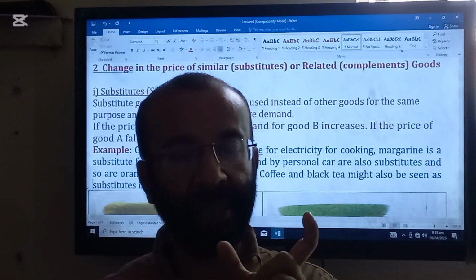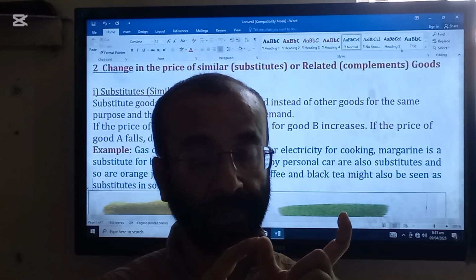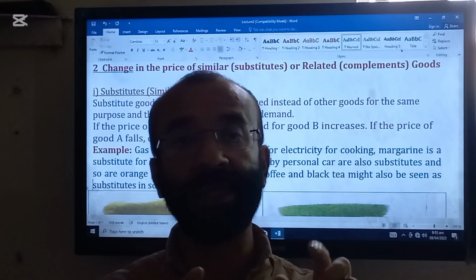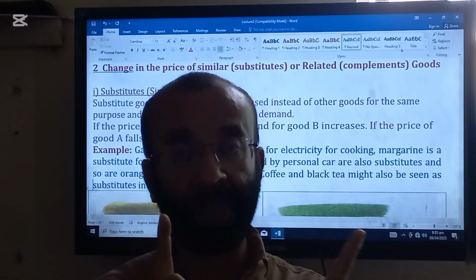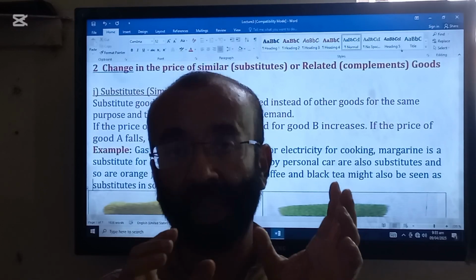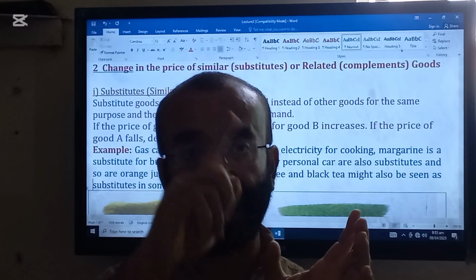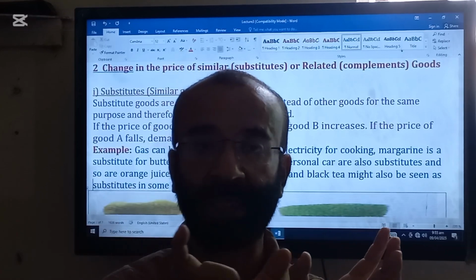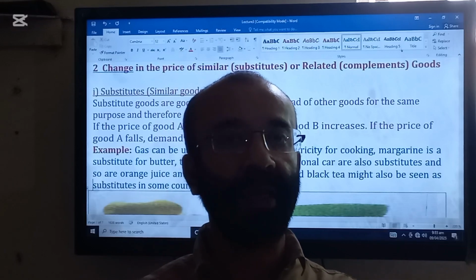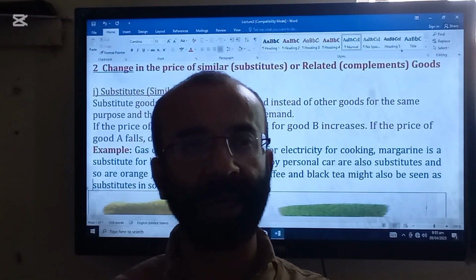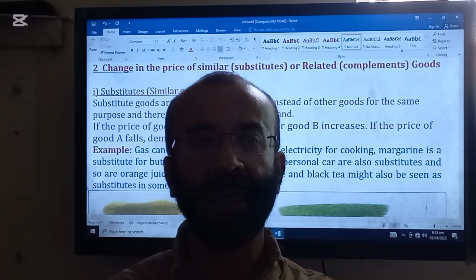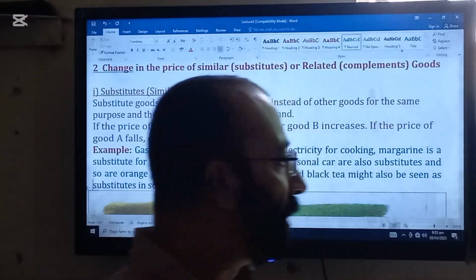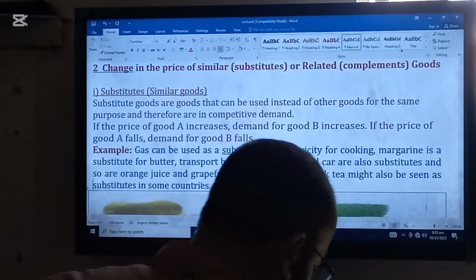So the first point is, if two things are substitutes of each other, and if the price of one thing is increasing, demand for the other thing, which is the substitute of that good, will increase. Likewise, taxi and personal car, gas and electricity. These are some examples of substitute things.